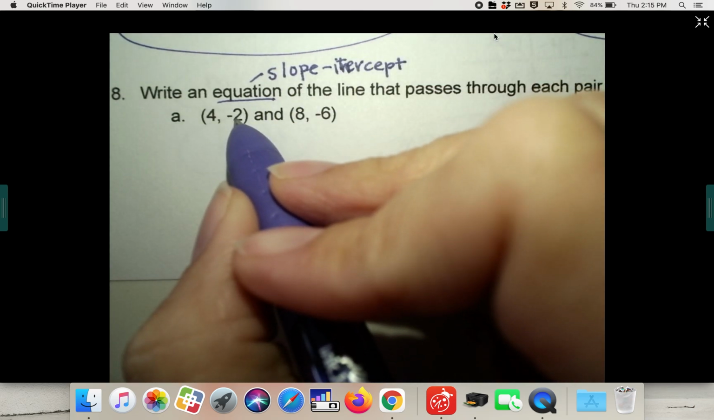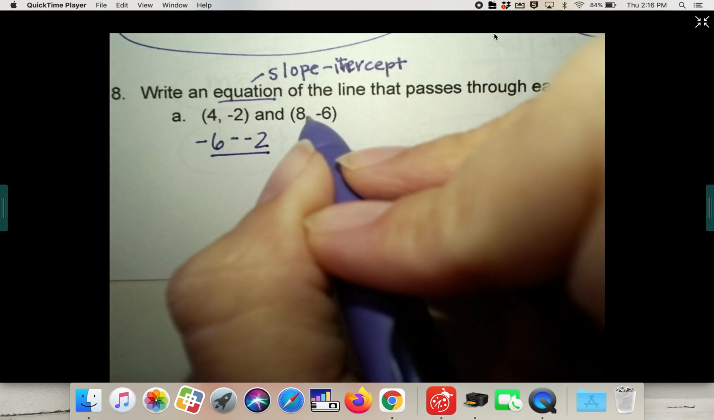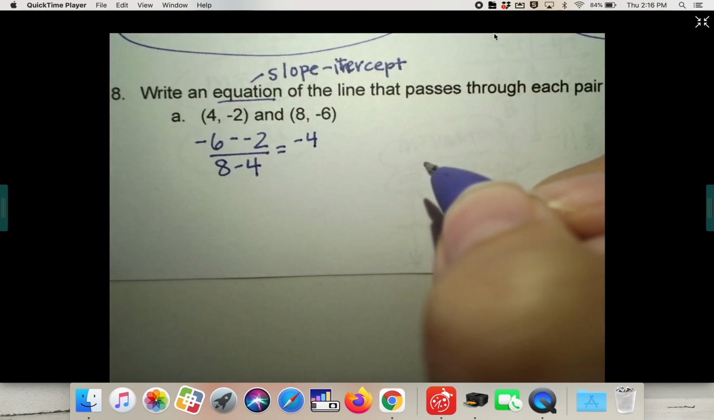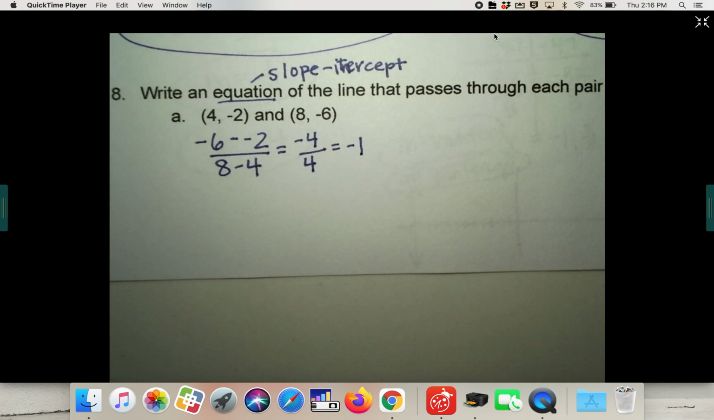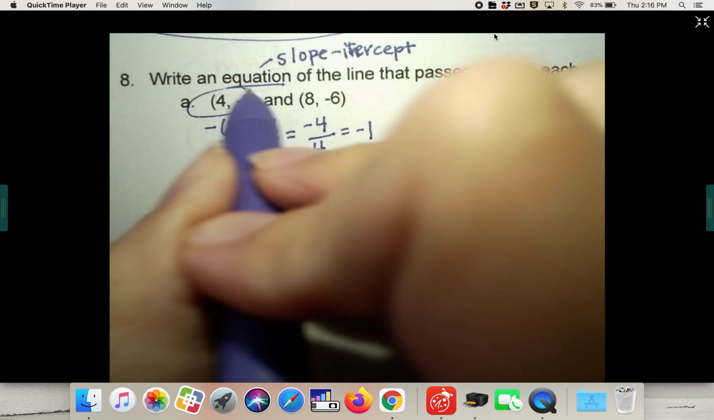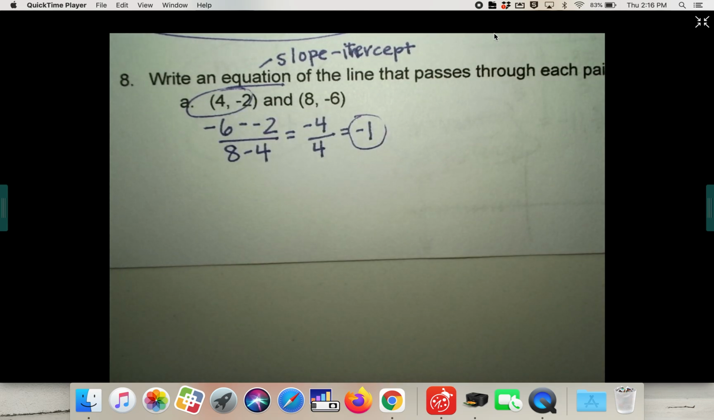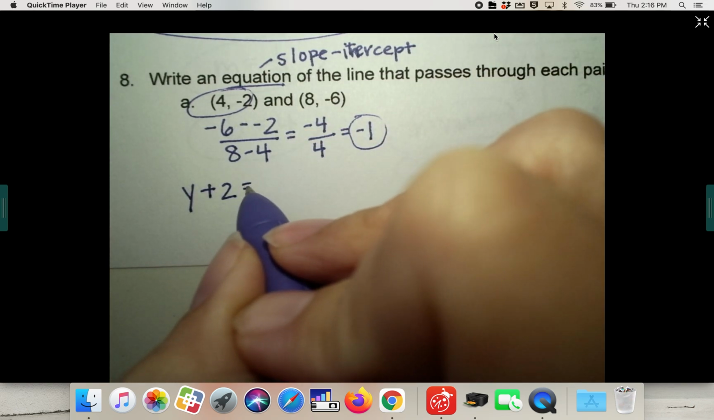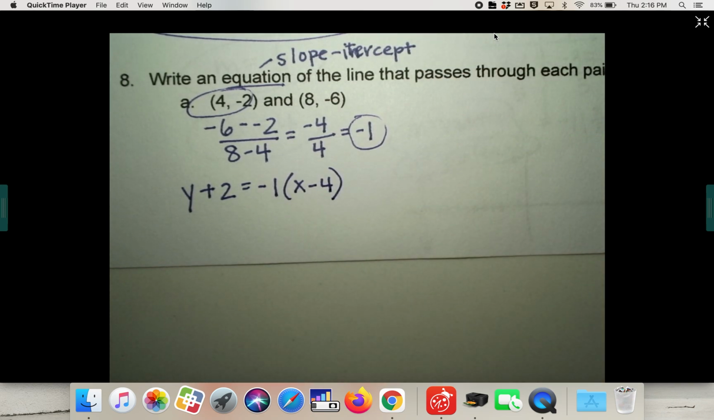So y2 minus y1 over x2 minus x1. So -6 minus -2 over 8 minus 4, that would be -4 over 8 minus 4 is +4, which means our slope is -1. All right, quick reminder, let's put it in point slope form first. I'm just going to choose this for my x and y coordinate and this for my slope. You could use either set of ordered pairs. Y plus 2, because it was negative, equals -1 slope times the quantity x minus 4. All right, there it is in point slope form.